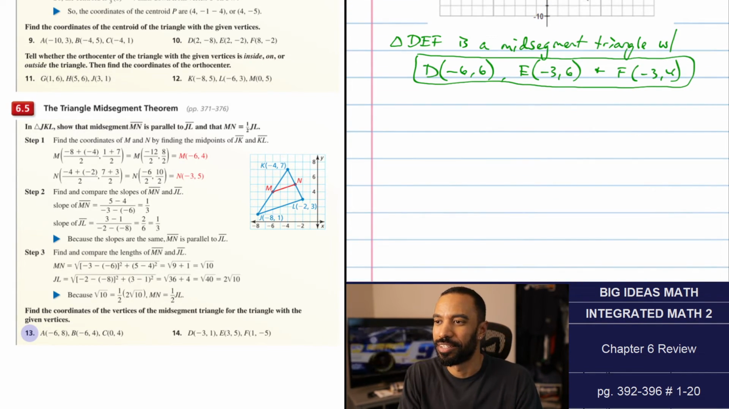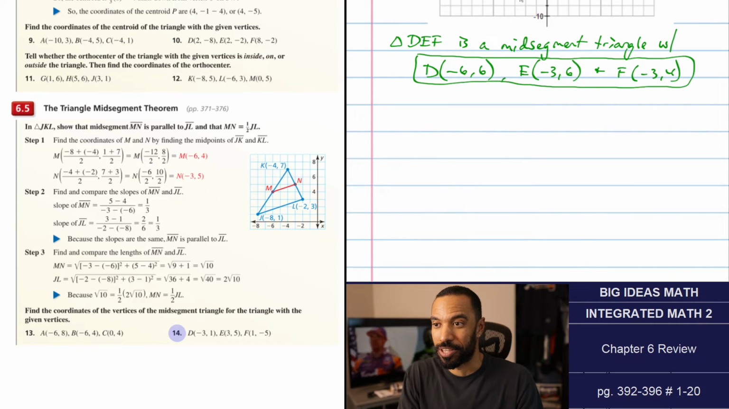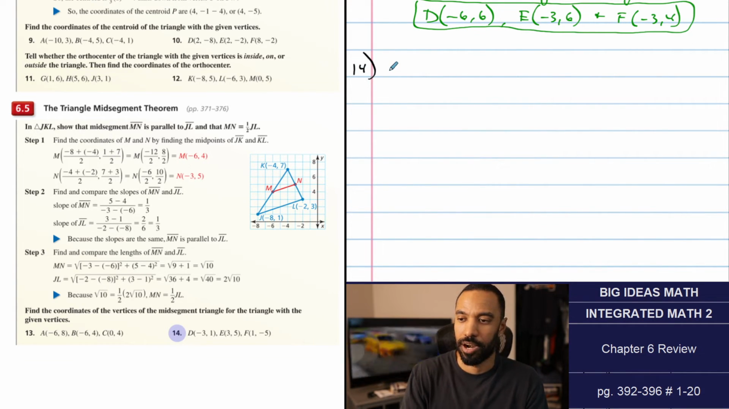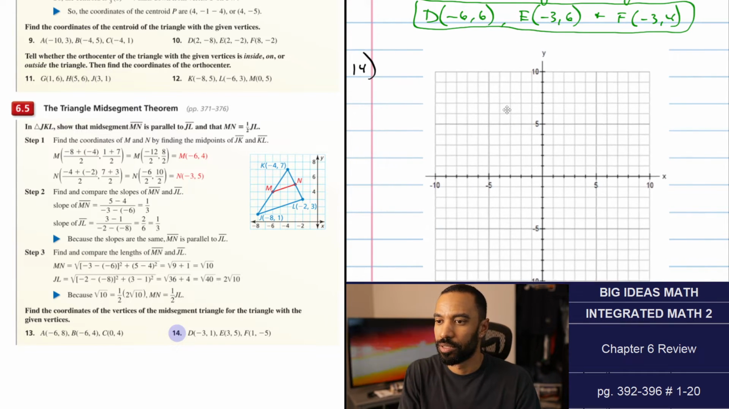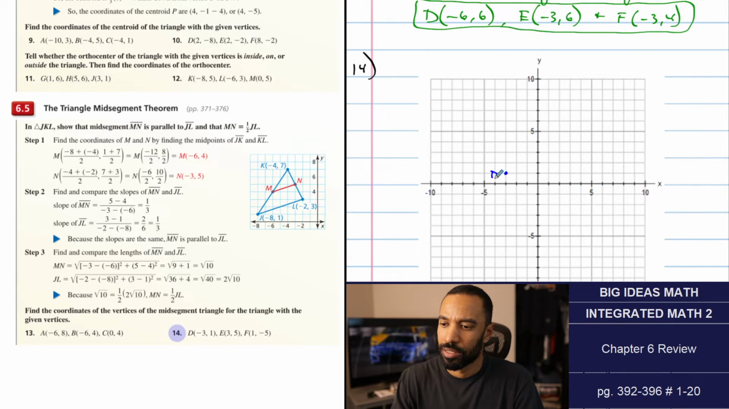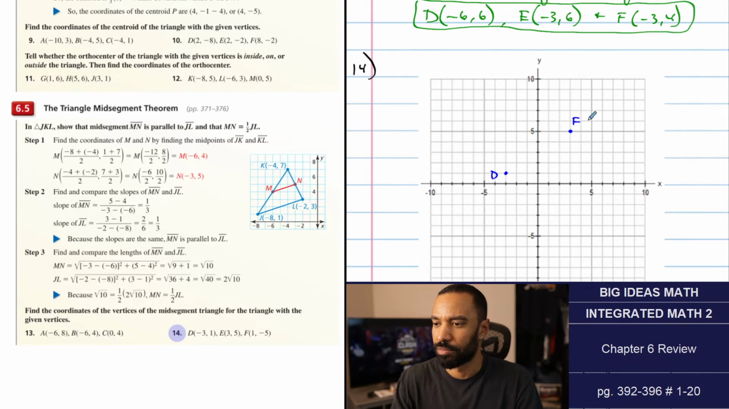Cool. All right. Let's go to number 14. Oh, D, E, and F are these letters. Cool. All right. So, but I already used them. How dare you? D is at negative 3, 1. E is at 3, 5. And F is at 1, negative 5.